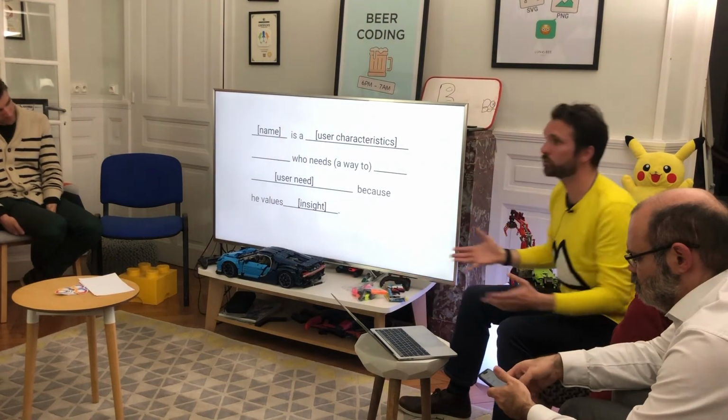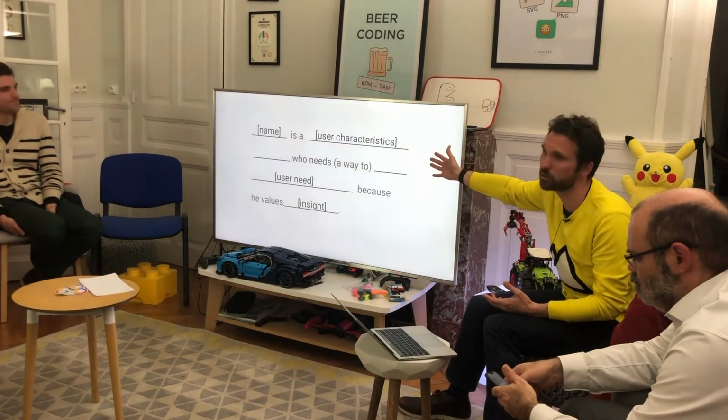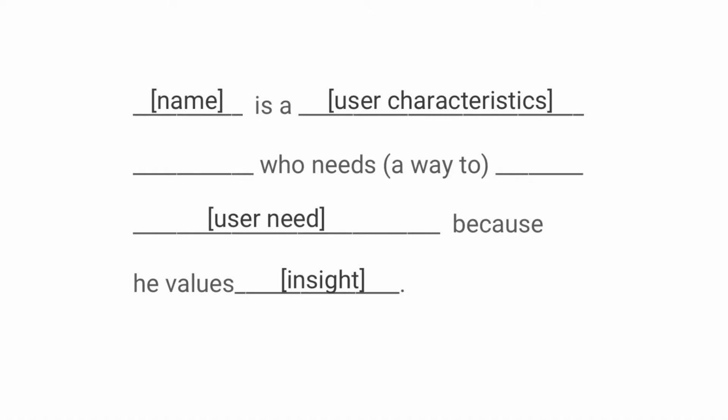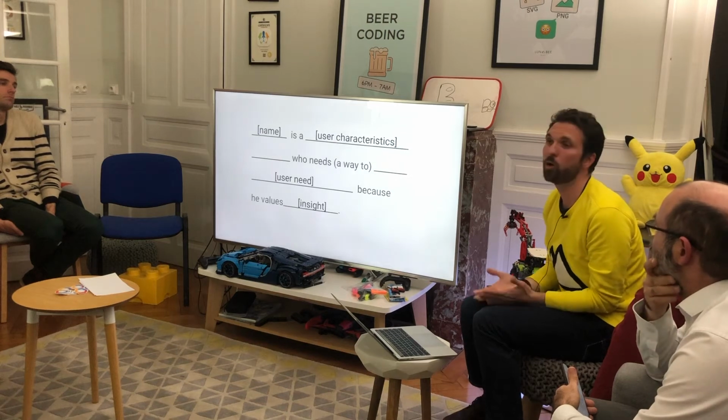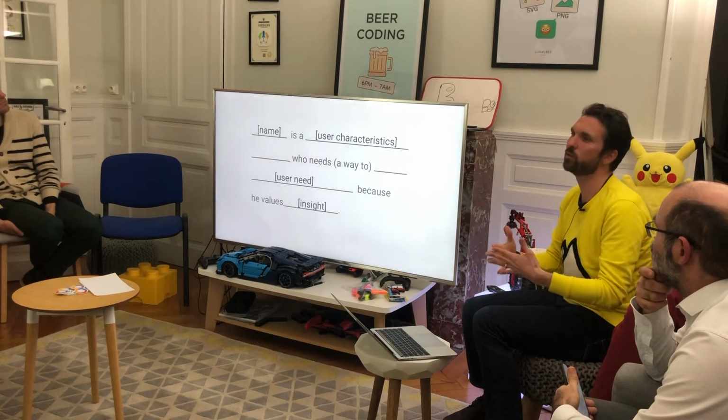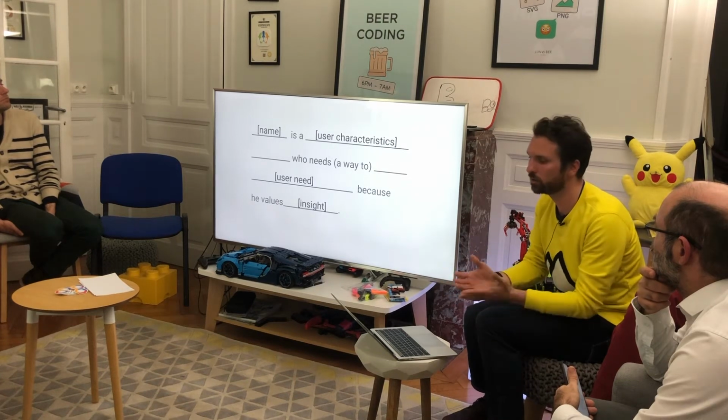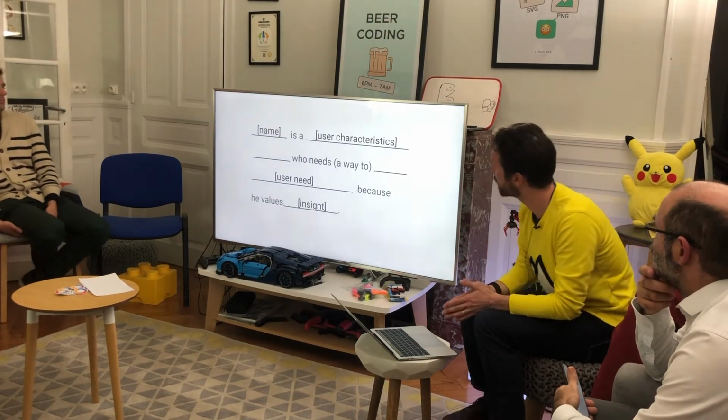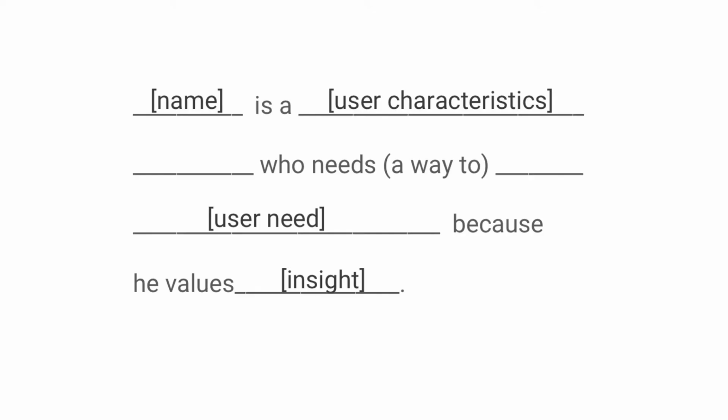And then for every persona, the idea is to be able to actually complete this very basic sentence: my persona is, and you define their characteristics, who needs a way to do something, and this is where your problem is, because he values... I don't know. So let's take the example of Uber. You could imagine that Uber is a service that is used by businessmen who are on business trips. So Hervé, for example, is a typical businessman. He's always in a hurry, and he needs a way to travel.